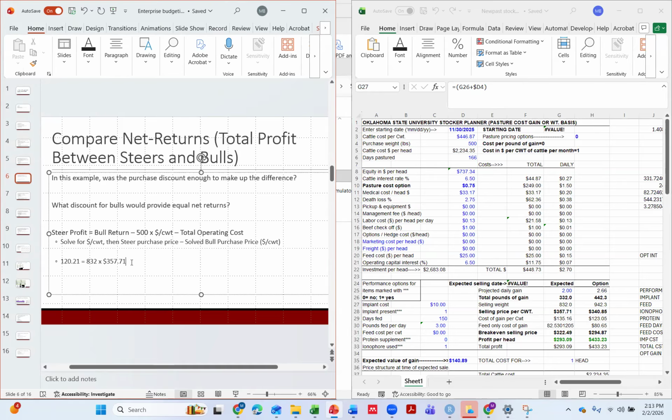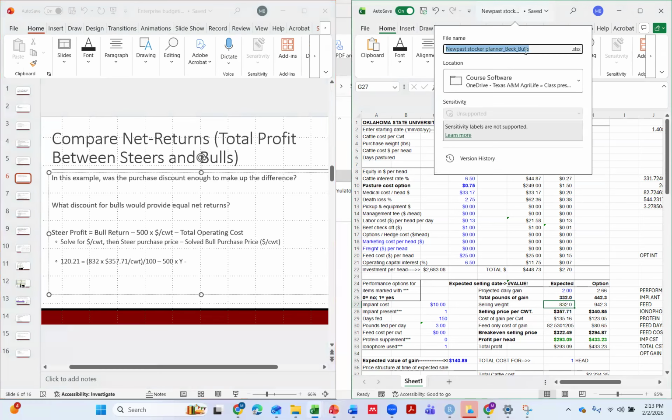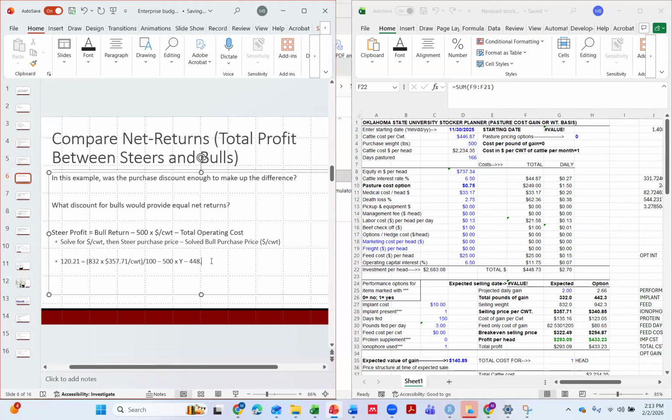And so this is dollars per hundredweight. And so we need to take this, we need to divide that by 100, okay? Minus 500 times, we'll just say Y as a random variable, minus our total operating cost for bulls, which was 448.73. So 832 times 357.71 divided by 100.